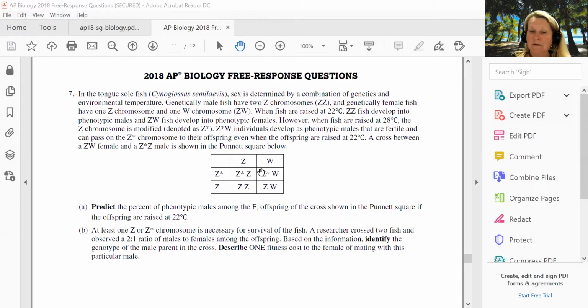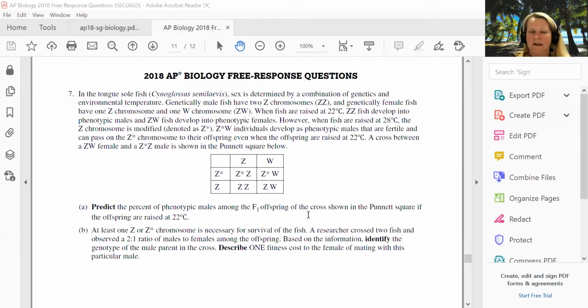Z0 W, that is also male. Why? Because they tell us that in the stem of the question. So this would be a male offspring, this would be a male offspring, this would be a male offspring, and that would be a female offspring. So what is the percent of phenotypic males among the F1 offspring? Well, it would be 3 out of 4 males, which works out to be 75%. And that was worth one of the 3 points on this question.